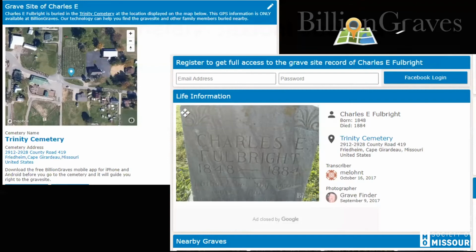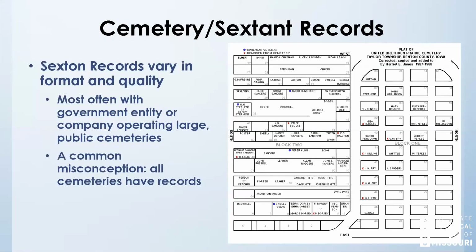You can also get this information from cemetery or sexton records. What you don't want to assume is that there are cemetery records for everything. Most family plots and old churches, they don't exist. They're gone, or they never existed in the first place. If it was a large cemetery, they might exist somewhere. Seems like more often than not, I find out they were consumed by fire at some point.